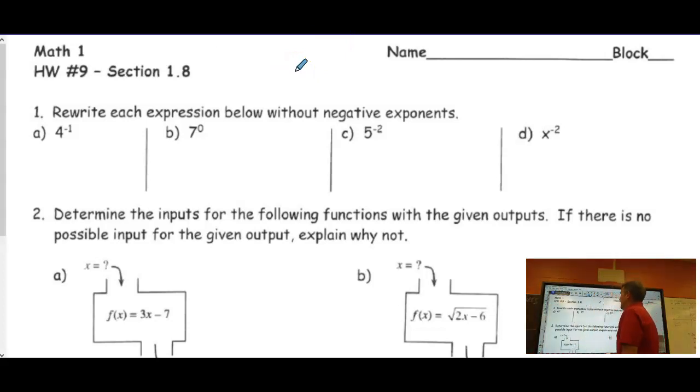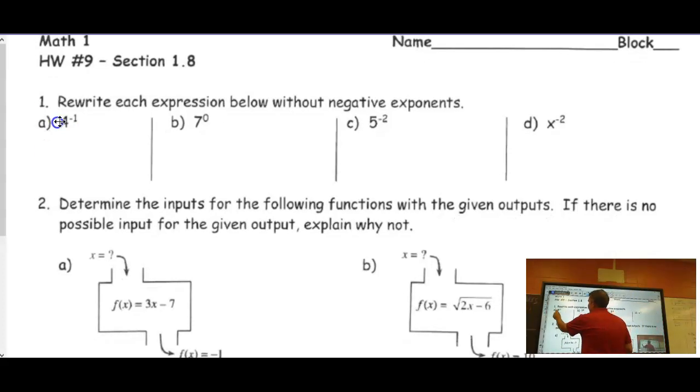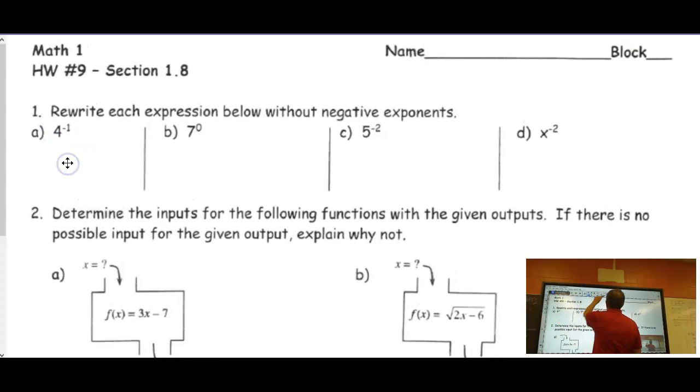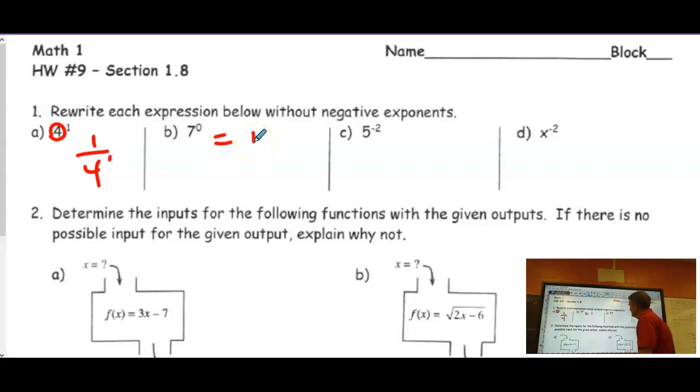So, what we learned is that the rule when you have a negative exponent is take, still do that even on video, right? Take the reciprocal of the base, and that turns the exponent positive, making it just 1 over 4 to the first, or just 1 over 4. Letter B, anything to the 0 power equals 1, so this is 1.